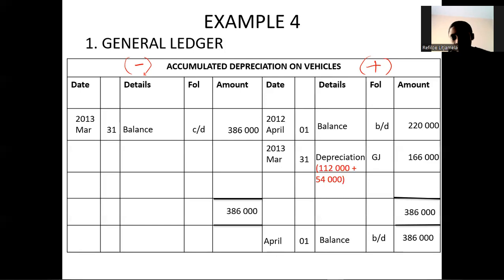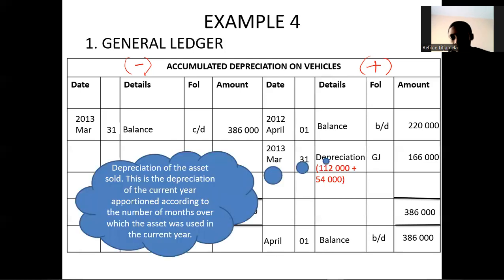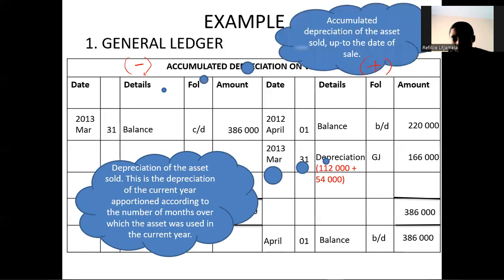Please note that if we sold any vehicle, we're going to write that amount on the debit side, sorry. We're going to put in the accumulated depreciation of that specific asset that had been sold on the debit side. Let's continue to equipment.